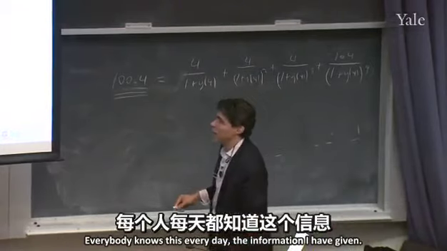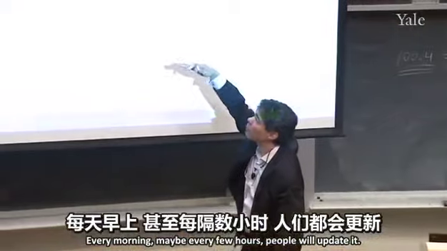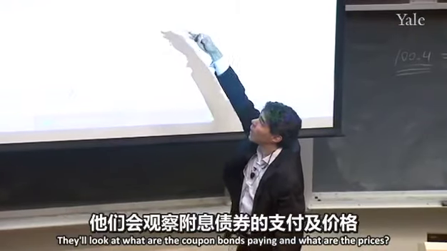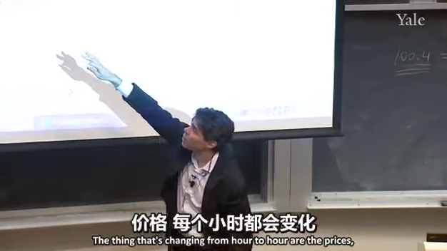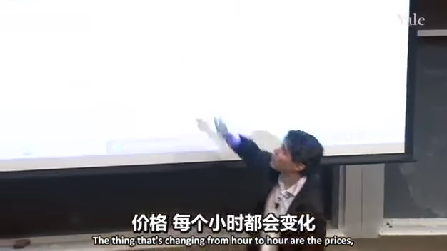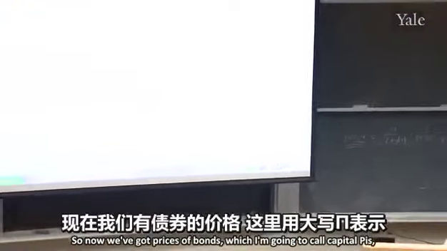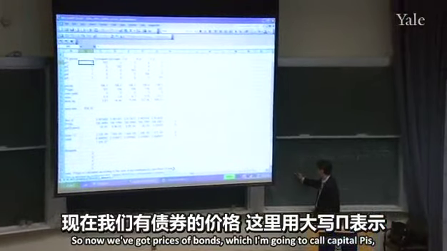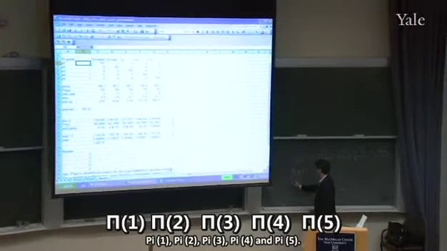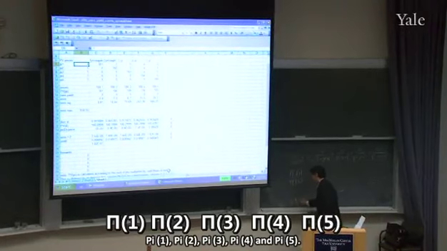Okay, so that's what you know. Everybody knows this every day, the information I've given. Every morning, maybe every few hours, people will update it. They'll look at what the coupon bonds are paying and what the prices are. The thing that's changing from hour to hour are the prices. But we're taking a snapshot at the beginning of the day and looking at the prices. So now we've got prices of bonds, which I'm going to call capital pi's: pi 1, pi 2, pi 3, pi 4, and pi 5.